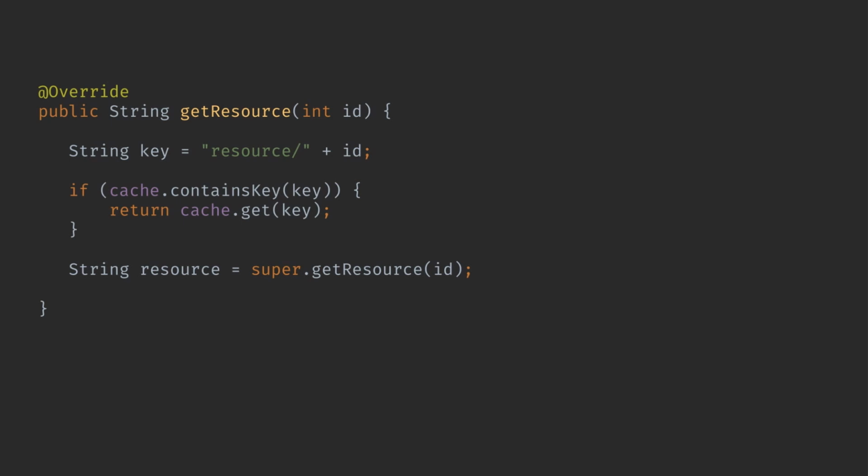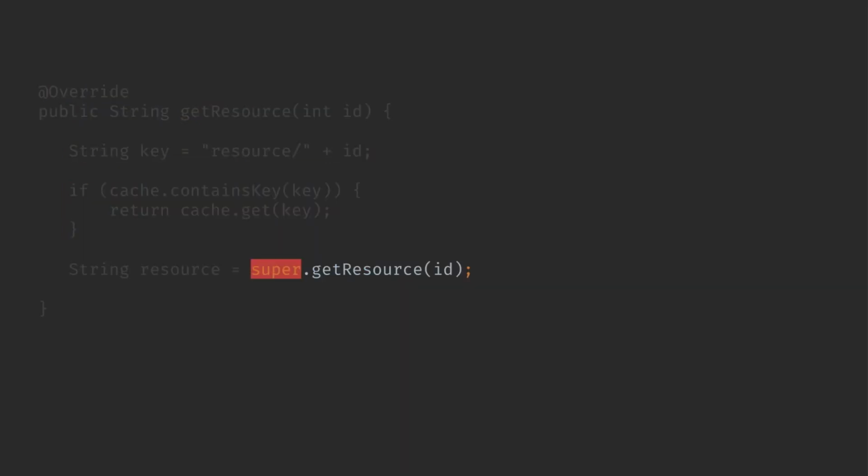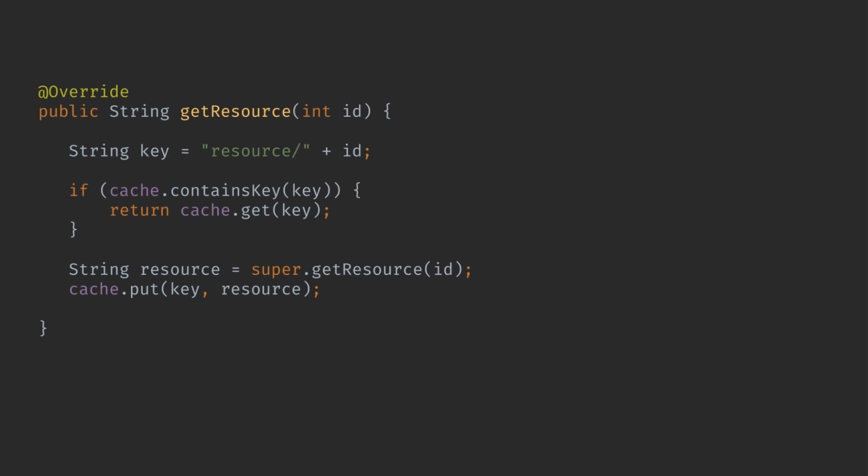It is important to note that just because we are overriding a method, that does not mean we are erasing the parent class's implementation. Within an overridden method, we can add our custom logic and call the parent's implementation to run the original logic. For this, we use the super keyword that is a reference to our parent class. Then we just call the getResource method. Finally, we put the resource in the cache and return it.